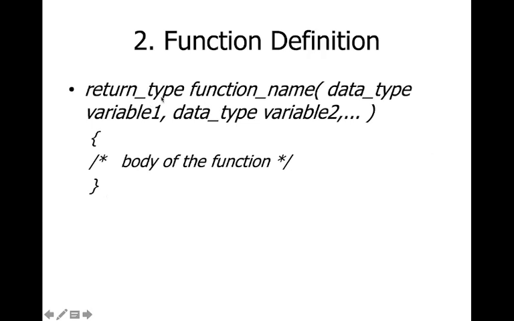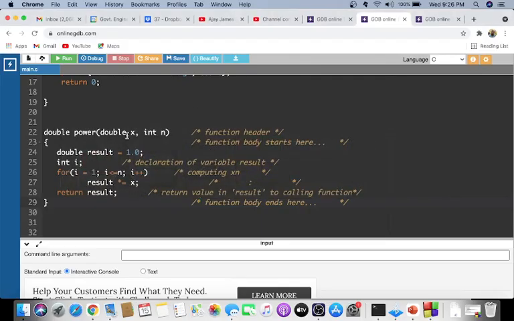This is the syntax: return type, then function name, and within brackets you have to mention the data type and variable 1, comma, data type and variable 2, etc. Everything should be mentioned, and inside braces you can write the body of the function. This is the actual code of that function. So you have to mention the variable names here. This variable name should be mentioned inside the function definition.